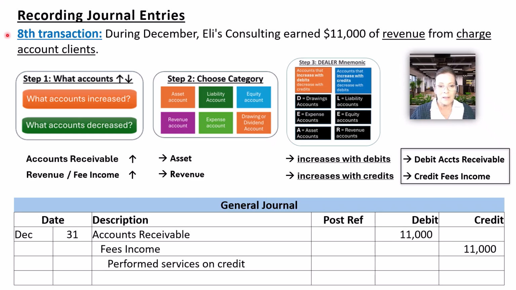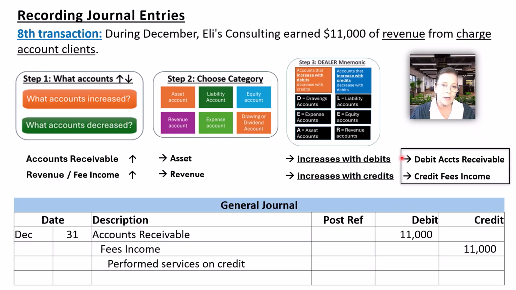In the eighth business transaction, Eli's Consulting earned $11,000 of revenue from charge account clients. Again, for this type of transaction, we would like to have the sales invoice to the customer, and the invoice should show the payment terms, such as net 30 days or net 60 days. For this transaction, we previously identified that accounts receivable increased and that this type of account is an asset. And assets increase with debit, so we debit accounts receivable.